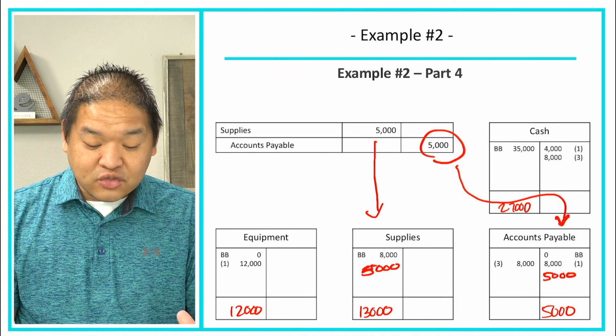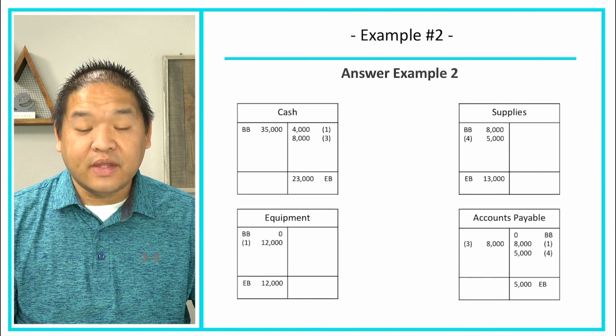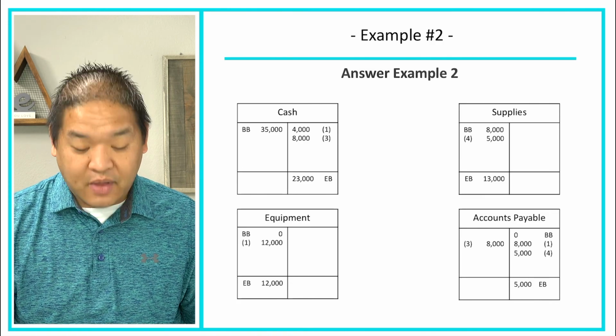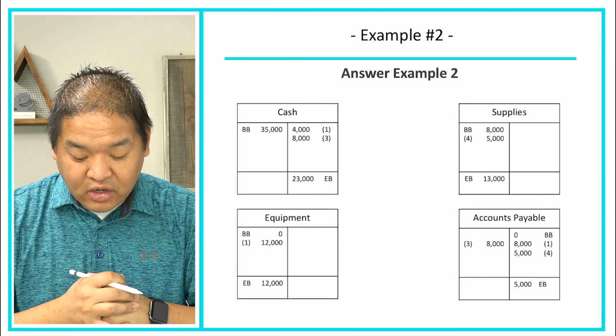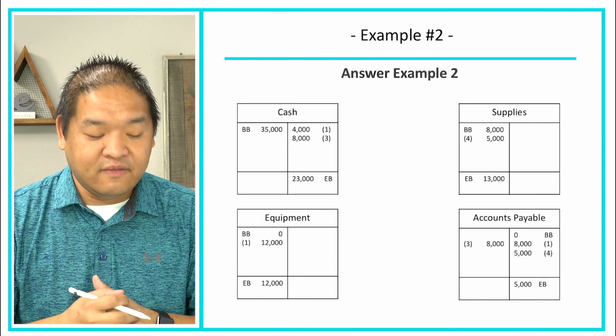So I've got a whole bunch of scribble marks here, but this is the cleaner version. Our ending balance for cash is $23,000. Our ending balance for supplies, we've got $13,000 in supplies. Our ending balance for equipment, we have $12,000 worth of equipment. And then our ending balance for accounts payable, we have $5,000 that we still owe to a vendor.